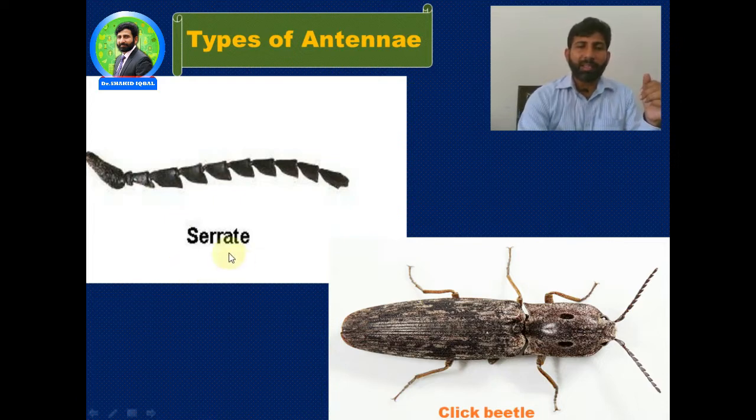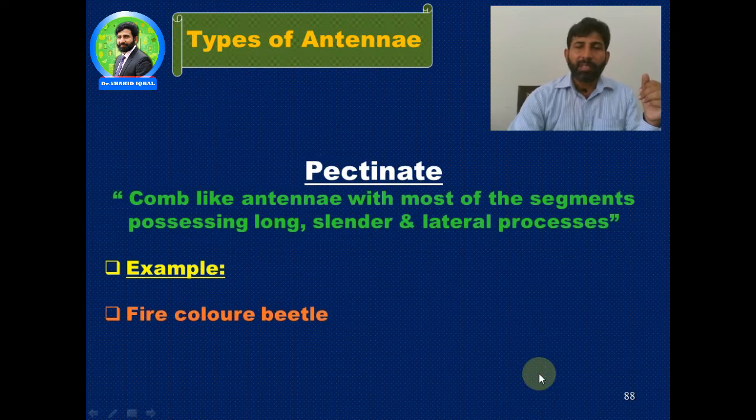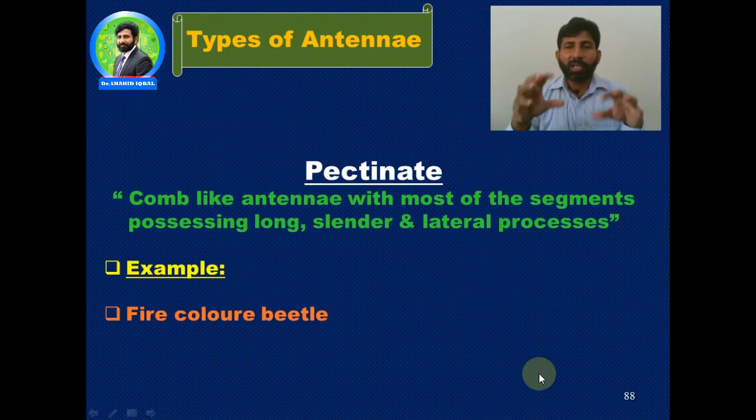This is the serrate antennae. This is a saw-like structure. This is the antenna, and this is also present in the click beetle. It is represented in this diagram. You know the size, shape, and structure are related to the mode of life.